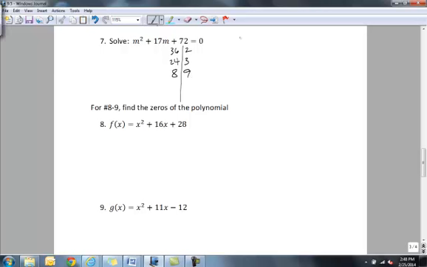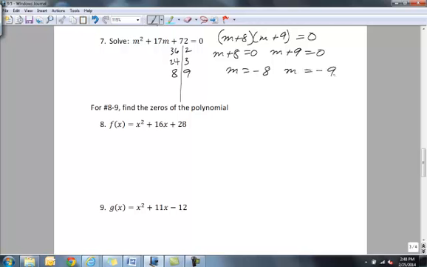So here's how this works. You would say m plus 8 times m plus 9 equals 0. Then we use the zero product property. We get m is equal to -8. m is equal to -9.